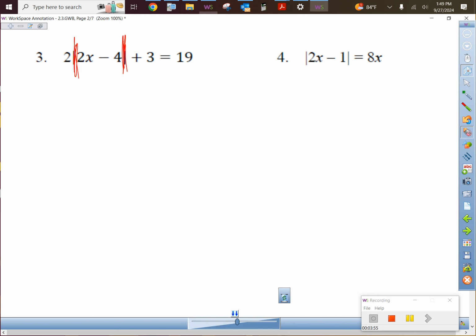Here's a thing that you need probably refreshed on. It is illegal to distribute through absolute value bars. Sometimes it works, and sometimes it doesn't. My rule of thumb is just don't do it. We cannot do it, right? Don't do it. So here's what we'll do.